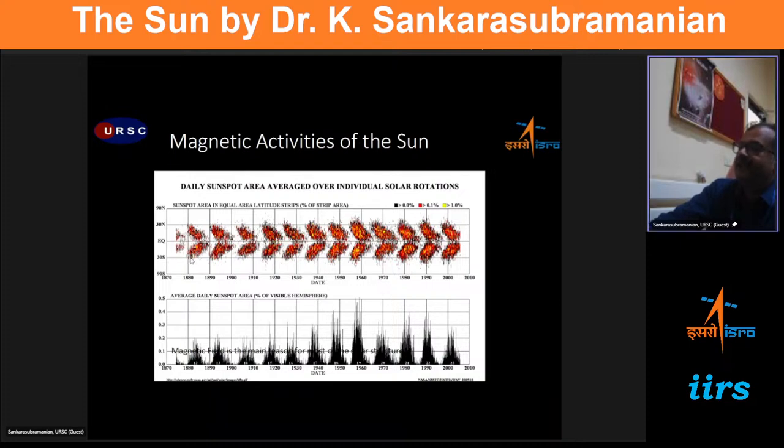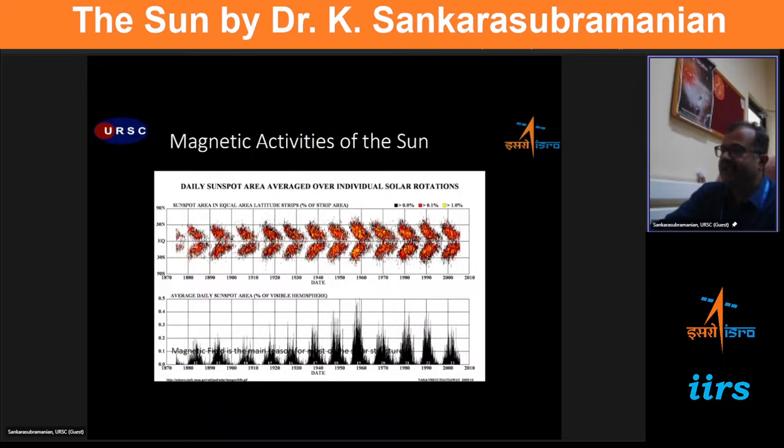What it shows is that when a new cycle starts, it starts at the higher latitudes, say plus or minus 30 degrees, and then slowly drifts towards the equator. And then it dies off, and the next cycle starts at plus or minus 30 degree latitude. This has profound implications for our understanding of the dynamo, and any dynamo theory has to produce this butterfly diagram for us to really appreciate the dynamo mechanisms.